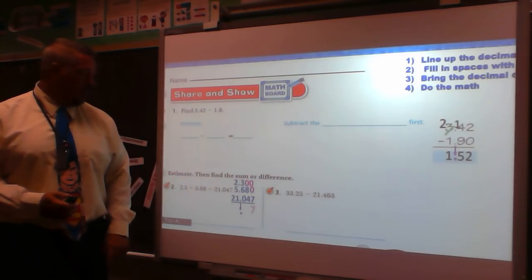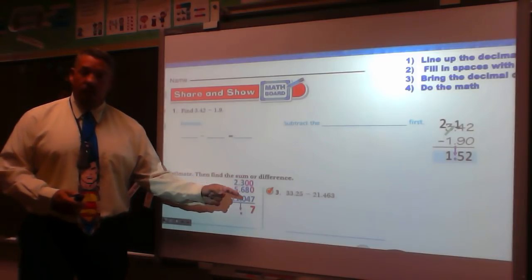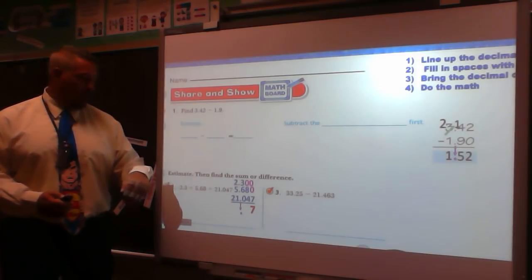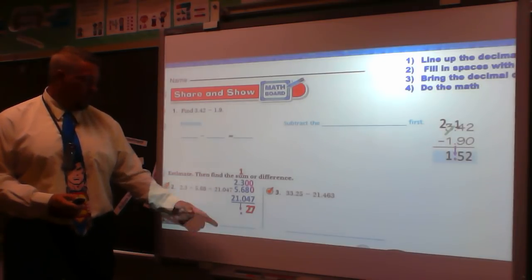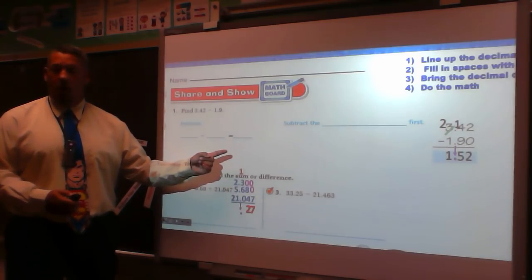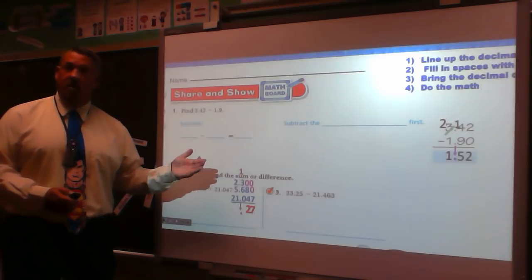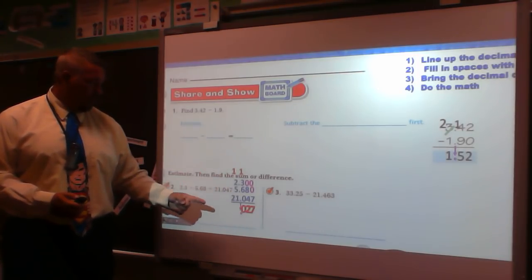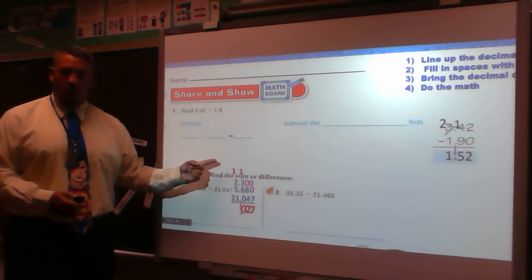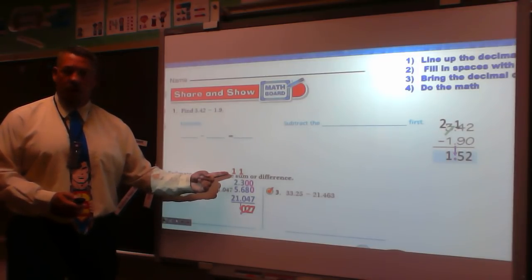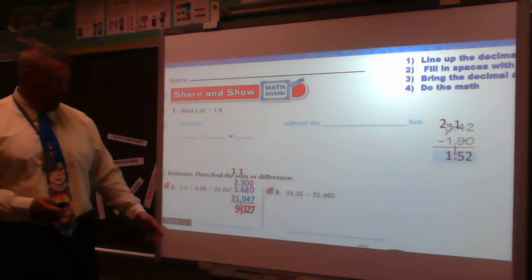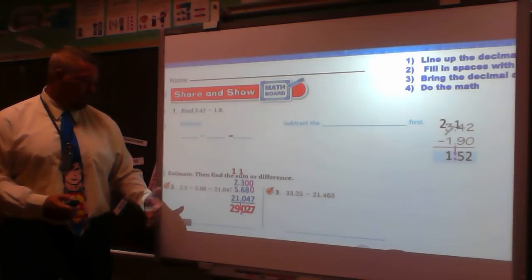0, 0, and 7 gives me 7. 8 and 4 and 0, well, that gives me 12. So I have a 2 that I put down, and I carry my 1. Then I have 6, 3, and 1. 6 and 3 is 9 plus 1 is 10. So I put my 0 and carry my 1. 5, 2, 1, and 1. All right, so 5 and 2 is 7. Plus that 1 is 8. Plus that 1 is 9. And then my 2 is by itself.